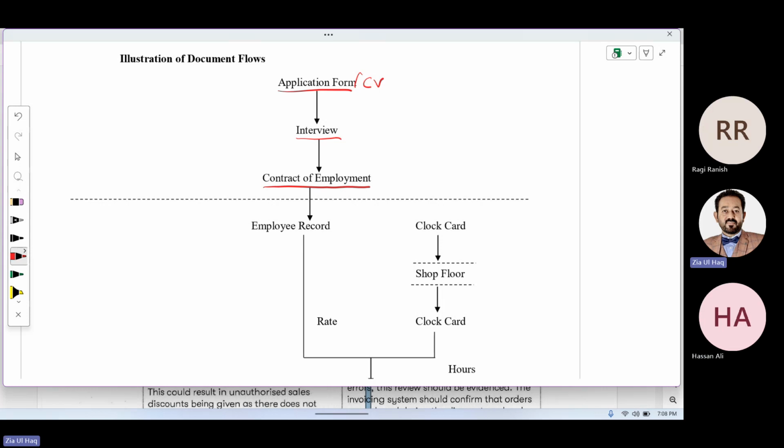In that file, the company needs to keep all the records of the employee: his details, his address, his pay rate, his experience, his qualification. Everything is in the employee file, and that file is called employee records, where the employee's rate per hour, overtime rate, holidays, training records, everything will be recorded. Okay.